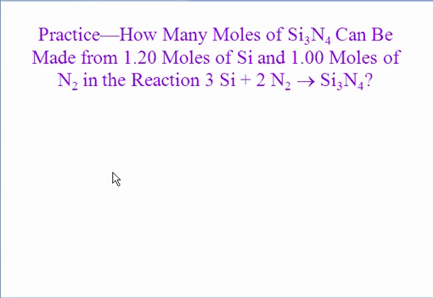So now let's look at a practice example. How many moles of trisilicon tetranitride can be made from 1.20 moles of silicon and 1.00 moles of nitrogen in this reaction, where 3 moles of silicon react with 2 moles of nitrogen to form 1 mole of trisilicon tetranitride? So go ahead and pause the lecture and see how far you can go. And then when you're done, start it and we'll go over this question for this problem.